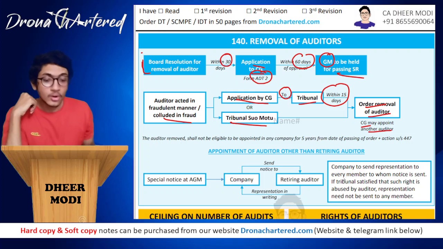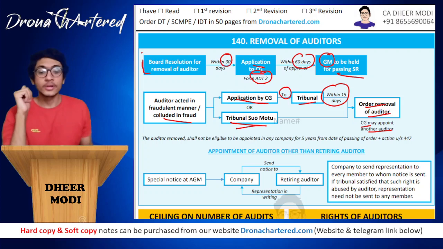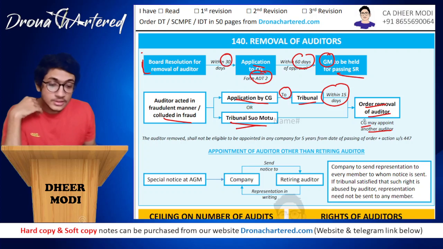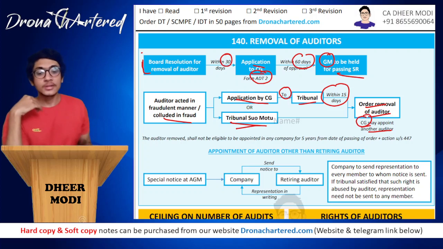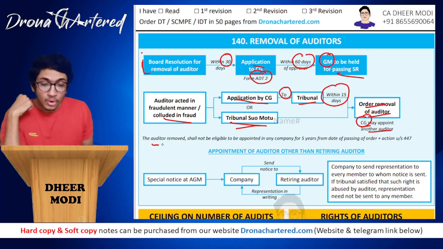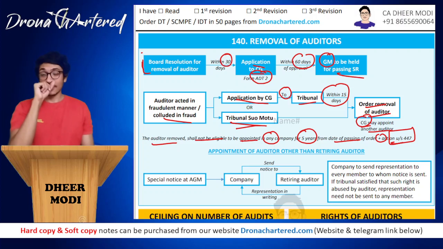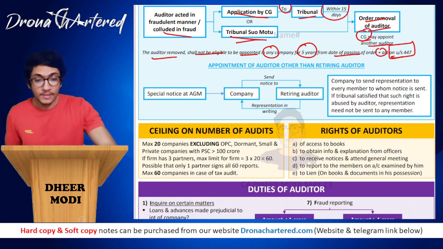The CG may appoint another auditor. What you have to remember, even if the tribunal suo moto removes an auditor, that means by themselves, even in such a case, it will be the CG who will appoint the other auditor. In both cases, CG will appoint the other auditor. The auditor removed shall not be eligible to be appointed in any company for a period of 5 years from the date of passing of the order, plus action under section 447. Okay, so section 447 we will also be doing in this chapter in the end.